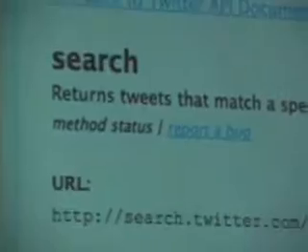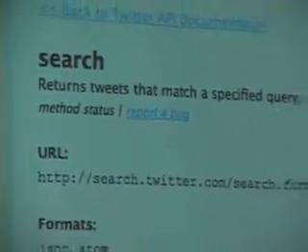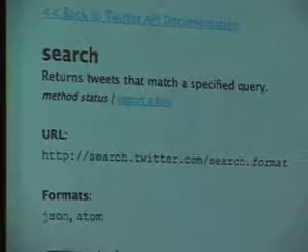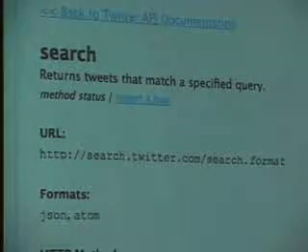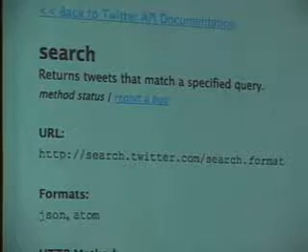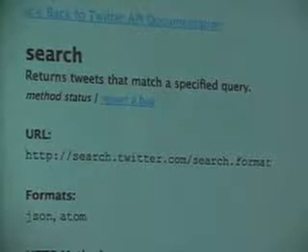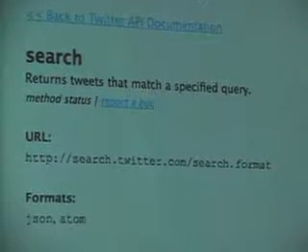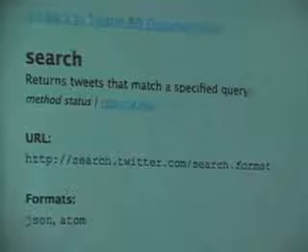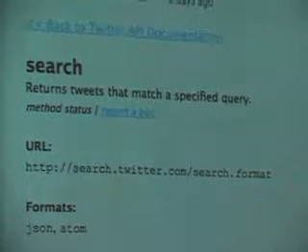and you'll see this kind of documentation where they say this method search returns tweets that match a specified query. What URL do you access this method by? Well, you simply visit http:// that thing, and then down at the end it says /search.format. So this is essentially the base URL that you, the programmer, want to access if you want to get back data from Twitter, if you want to search their database.